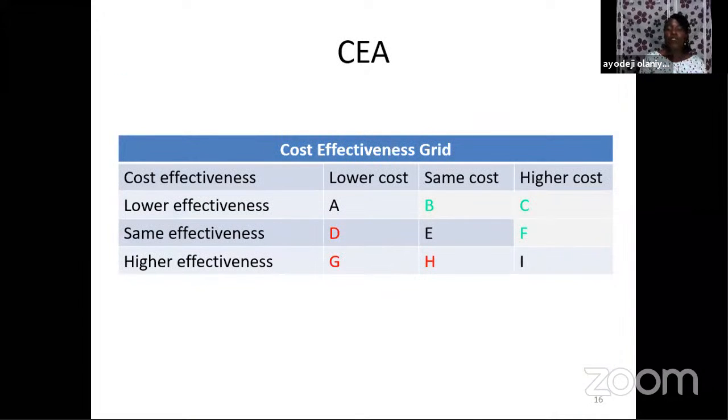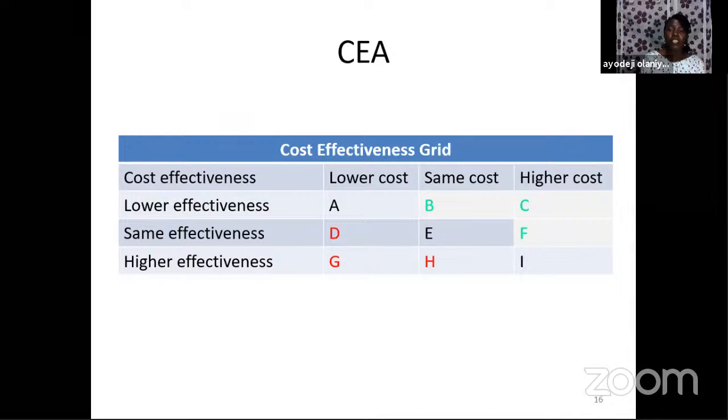Then going further, we have the cost effectiveness analysis. This particular cost effectiveness grid is comparing about 9 drugs. And you can see from the grid, the one with red color, that's the D, G, and H, will be more cost effective because D has lower cost and same effectiveness. Lower cost with the current, let's say the current standard gold treatment that is being used compared to a new drug that you want to recommend. So the new drug now has lower cost and same effectiveness. So that's cost effective, it can be chosen, is desirable.